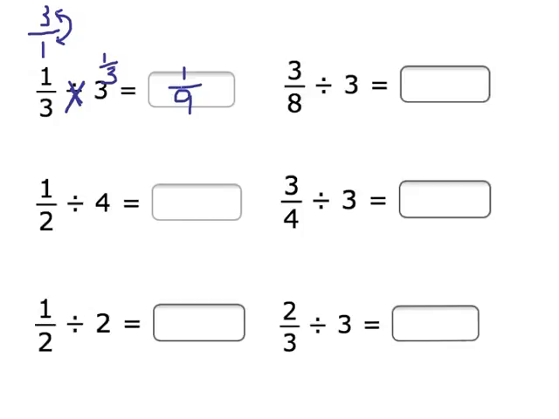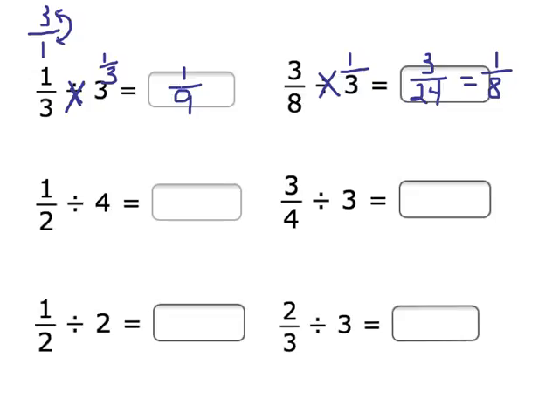Going right beside it, I have 3/8 divided by 3. Again, I'm going to change that to a times. And rather than 3 over 1, I would have 1 over 3, or 1/3. Then I'm going to multiply: 3 times 1 is 3, 8 times 3 is 24. Ooh, that can be simplified. I can divide by 3's. 3 divided by 3 is 1, and 24 divided by 3 is 8. That's my final answer.